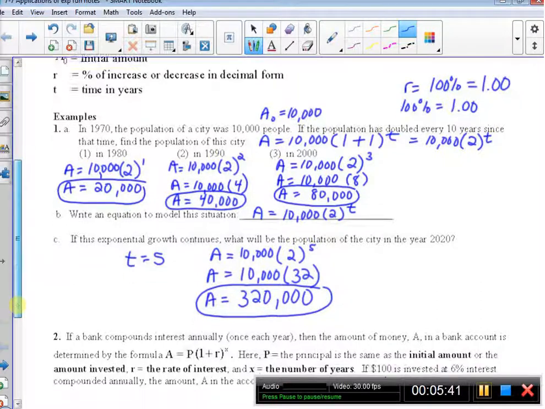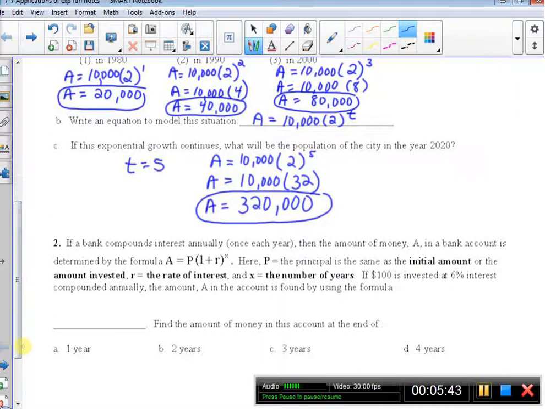Okay. Now, we also have some things that deal with banking. If a bank compounds interest annually, which means once each year for annually, then the amount of money A in a bank account is determined by the formula. And the only thing that really got changed from the formula above was that now we have a P instead of an A sub 0 and an X instead of a T.